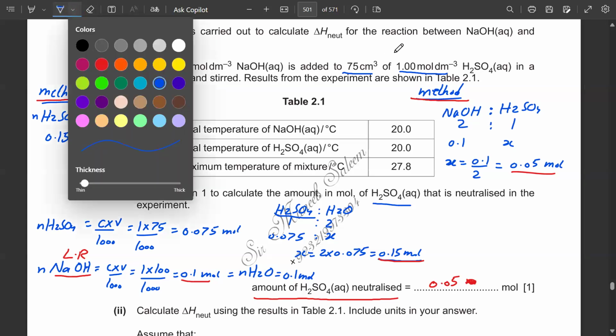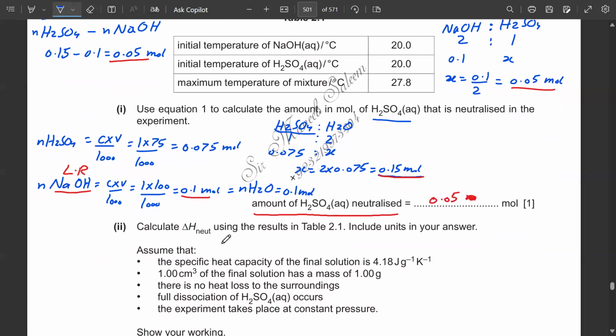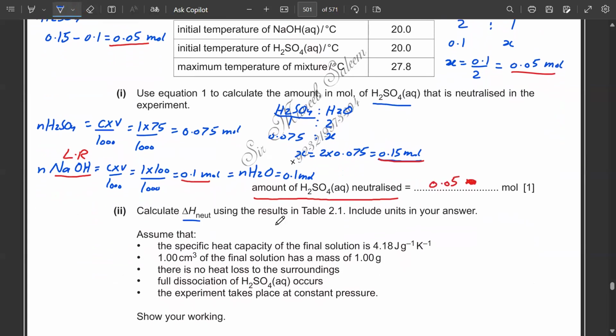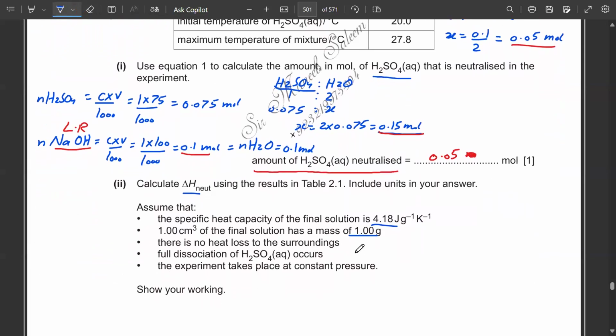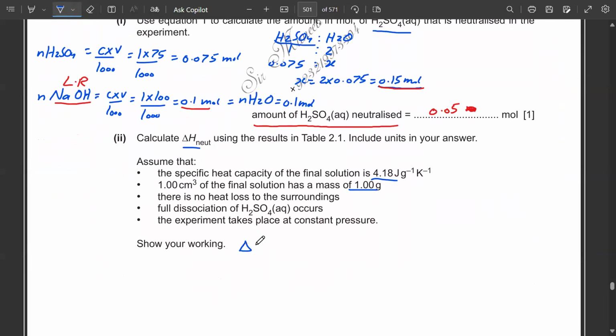Now, the next part of this question is: calculate enthalpy of reaction and enthalpy of neutralization using results in table 2.1. Include units in your answer. Assume that the heat capacity is a constant value, and that 1 cm cube of final solution has a mass of 1 gram. There is no heat loss to the surroundings. Full dissociation of sulfuric acid occurs. The experiment takes place at constant pressure. Show your working. So we have to find enthalpy, and we know the formula: enthalpy is equal to minus Q over n into 1000, and Q is basically minus mc delta T over n into 1000.